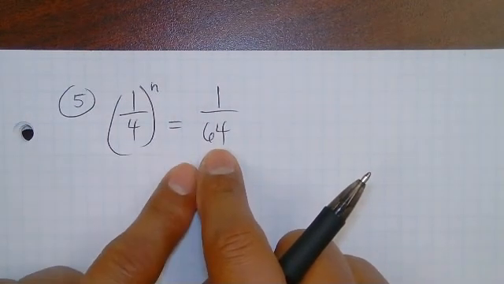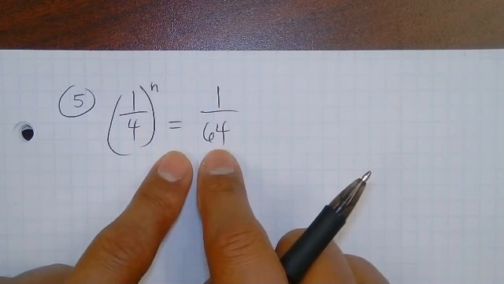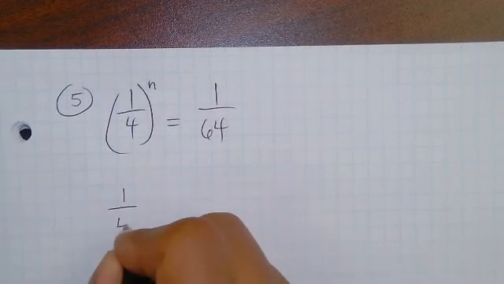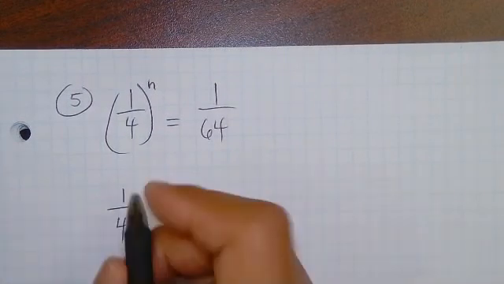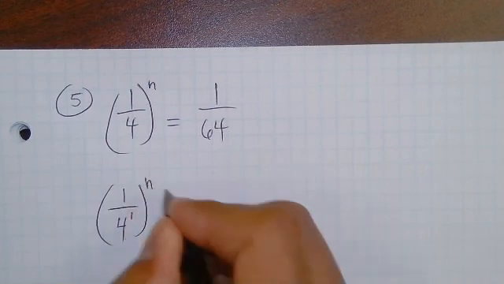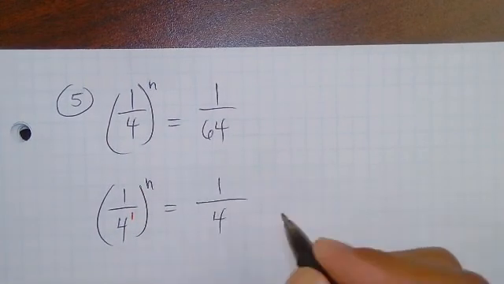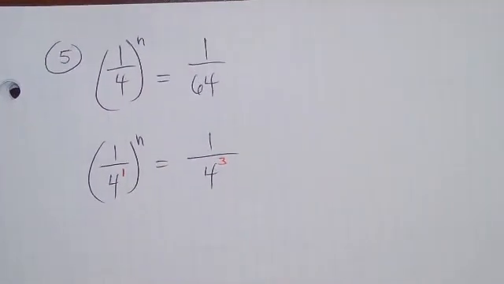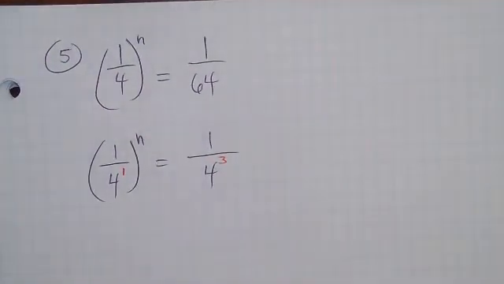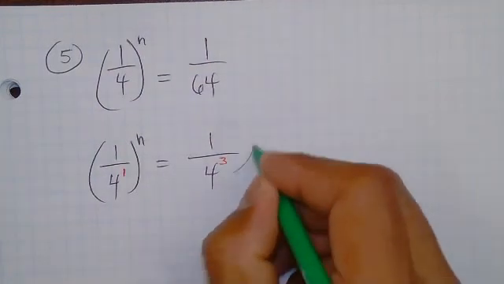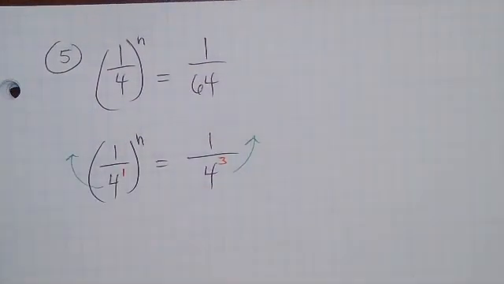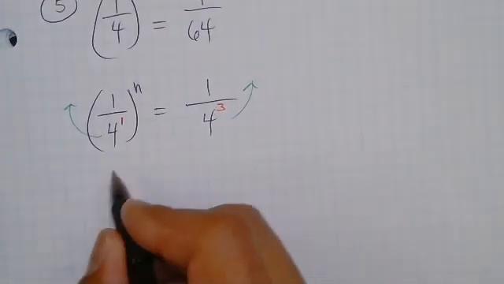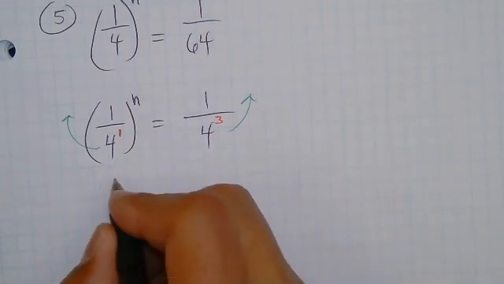What do you think is going to be the common base? 4. 4 can go into 64? How many? 3. Correct. So this is 1 over 4 to the power of 1, and this is going to be 1 over 4 to the power of 3, you say? Like that? Yeah. Then what? This one moves up and this one moves up, right? They both move up. Yeah, that's how you do it.